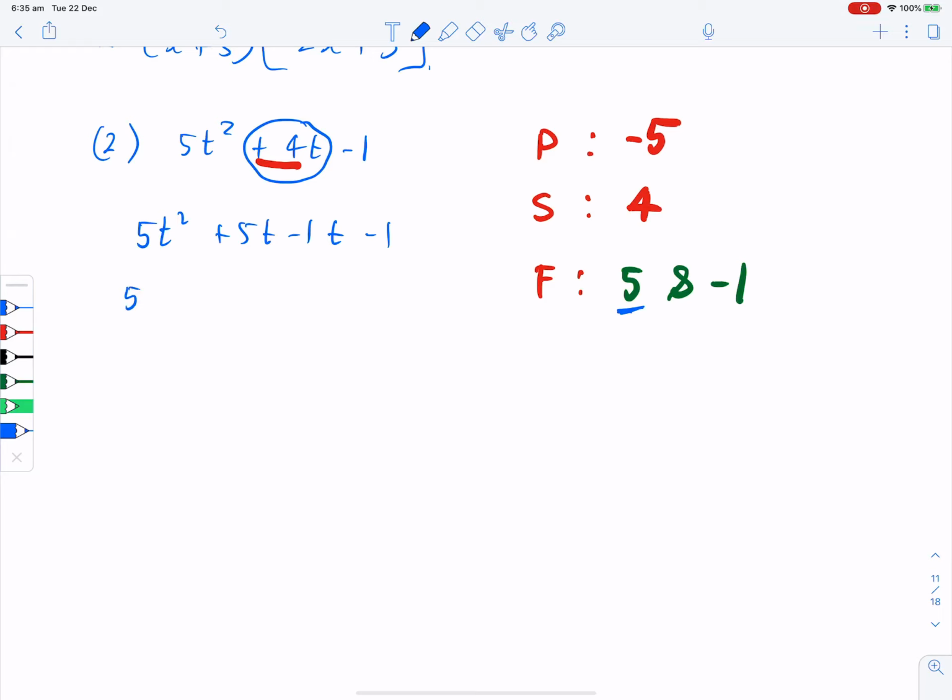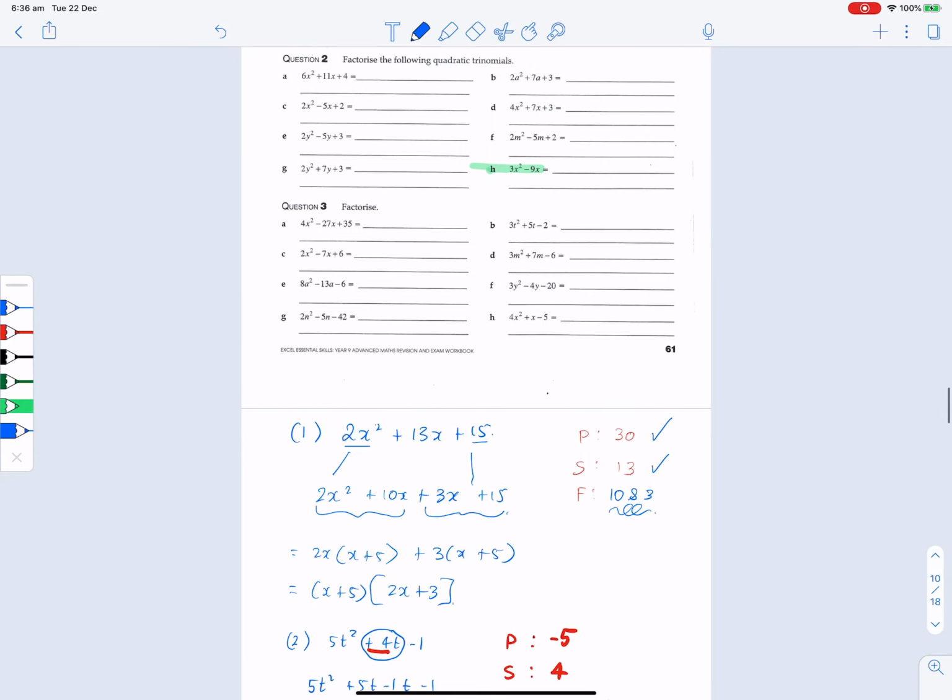So 5t outside of t plus 1, minus 1 outside of t plus 1. And now t plus 1 is a common factor. And you're done. Okay. So you just need to practice quite a fair few of these to become really good at them.